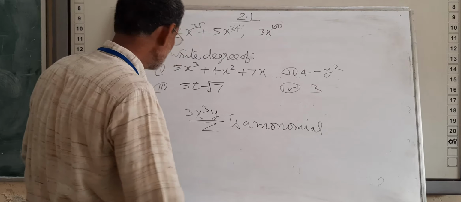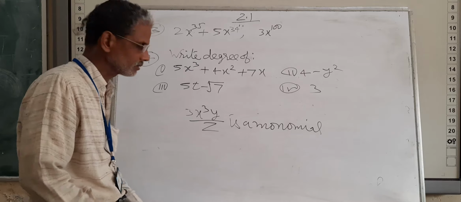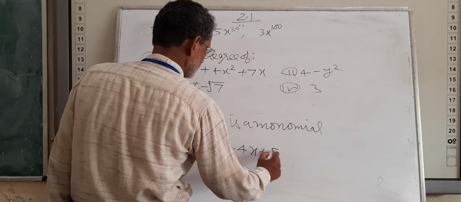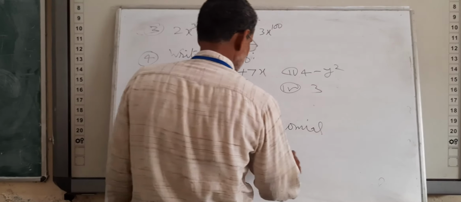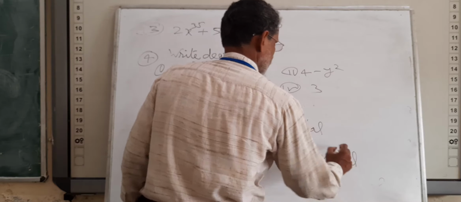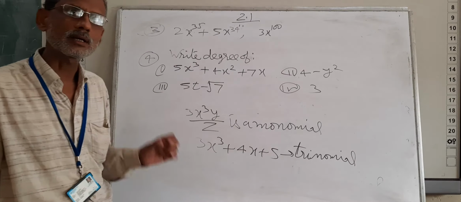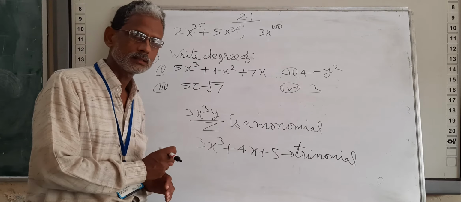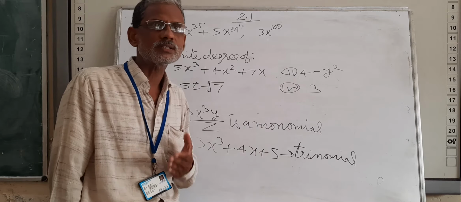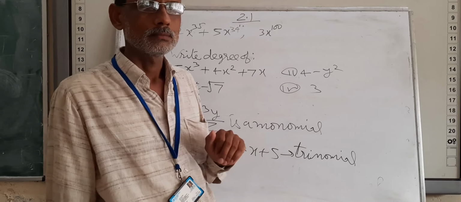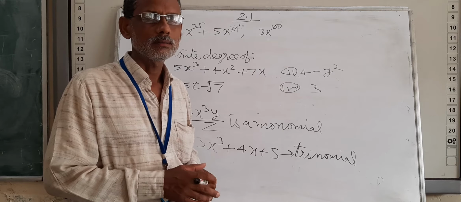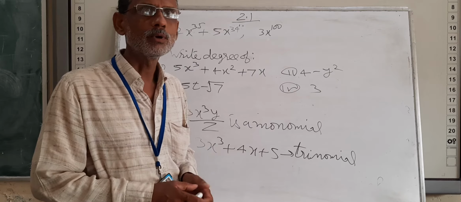Clear? If you write three terms like 3x cube plus 4x plus y, this is a trinomial. Monomial, binomial, trinomial. Tri means 3. Clear? After 3 terms, we simply say polynomial. Poly means many, like polyvitamin. More vitamins.